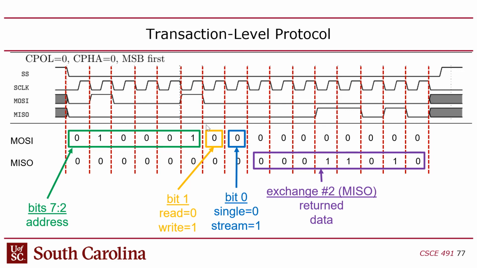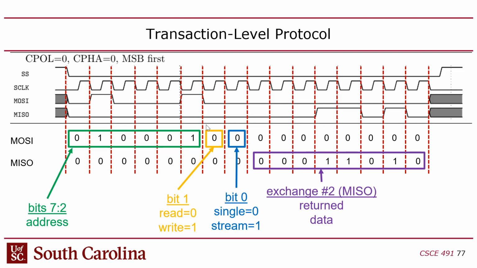protocol. And by protocol, what I really am talking about is the header byte organization, the field structure, whatever you want to call it: what each of the 8 bits represents in the header. In this case, bits 7 down to 2 are the address. So that's a 6-bit address, which can obviously be 0 to 63. Then bit 1 is the read or write flag, and bit 0 is a single or stream flag.